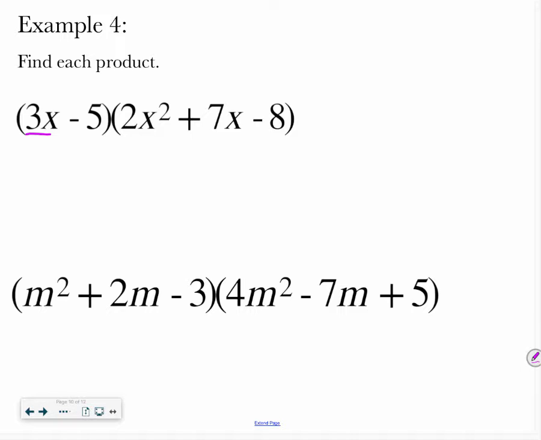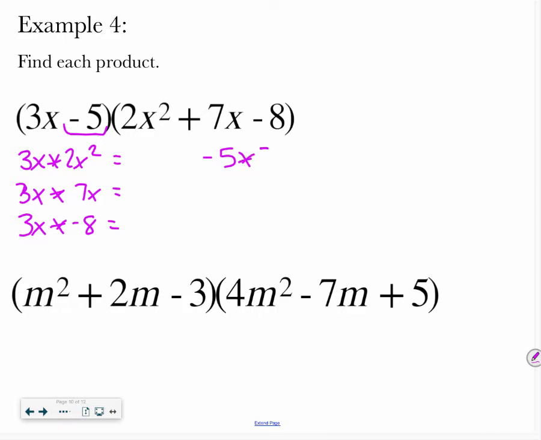So I have this 3x, and what I have to do is distribute it to every term in my second set of parentheses, okay? So I have 3x times 2x squared. I have 3x times 7x. I have 3x times negative 8. I then also have to take my negative 5, and I'm going to do that same thing. So negative 5 times 7x and negative 5 times negative 8. Okay, so I'm going to go back to the very first one I have written.